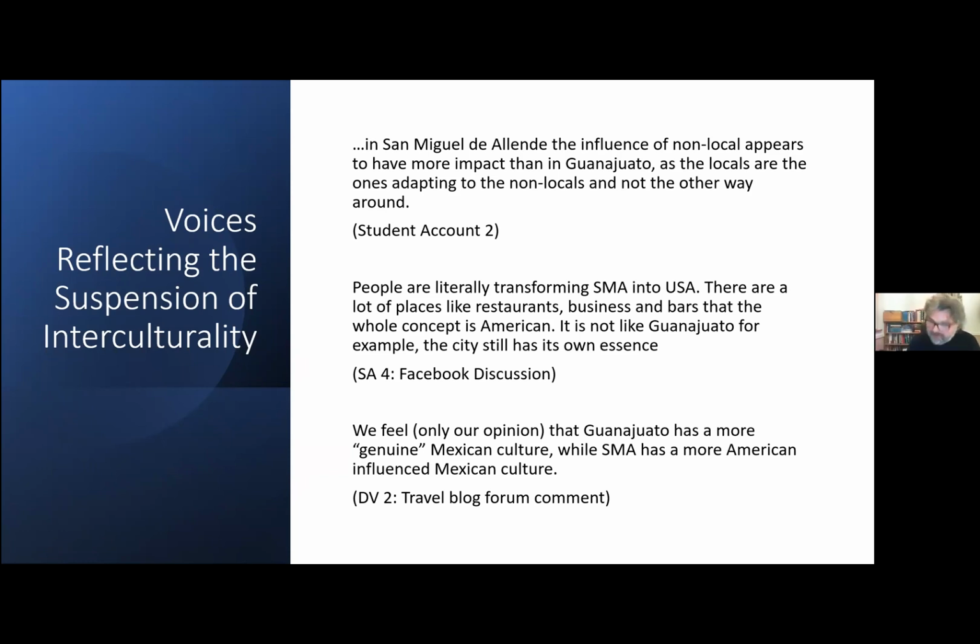And what is even more interesting is that travel blog forum comment at the bottom. That's a North American who lives in Guanajuato. So many of the North Americans who live in Guanajuato also complain about San Miguel de Allende. There are too many Americans. It's become too Americanized. As opposed to Guanajuato, which is more authentic, which is more Mexican, which is exactly my observations in my field notes.